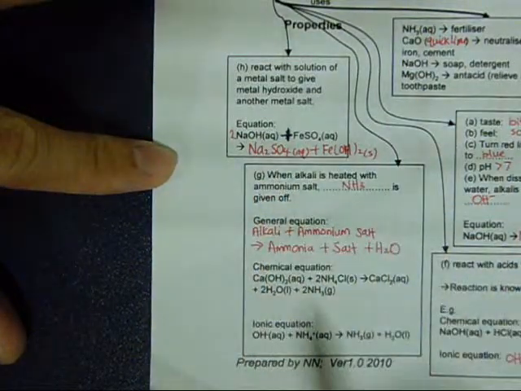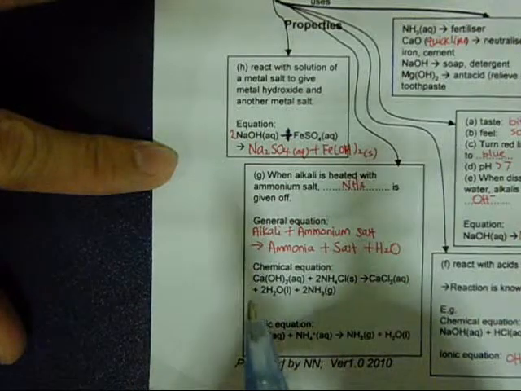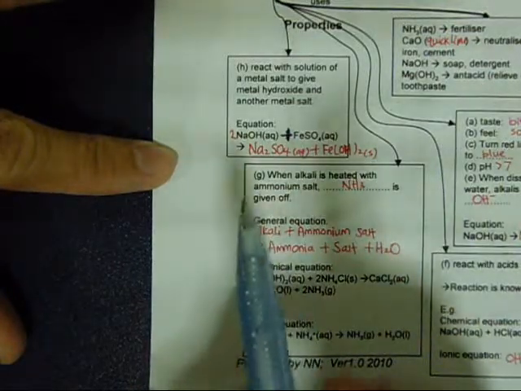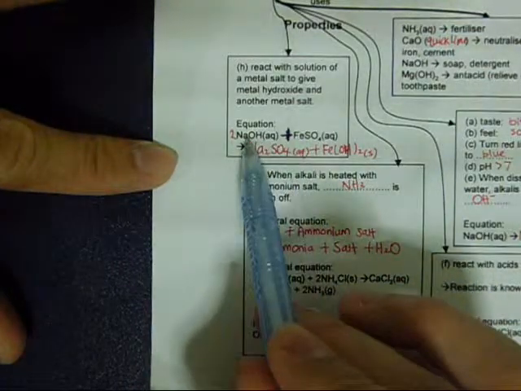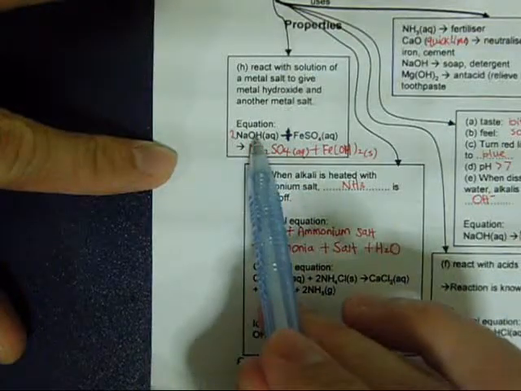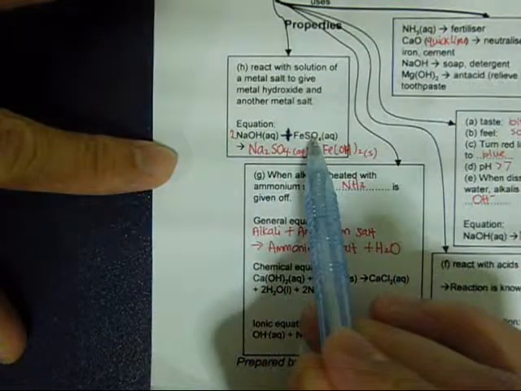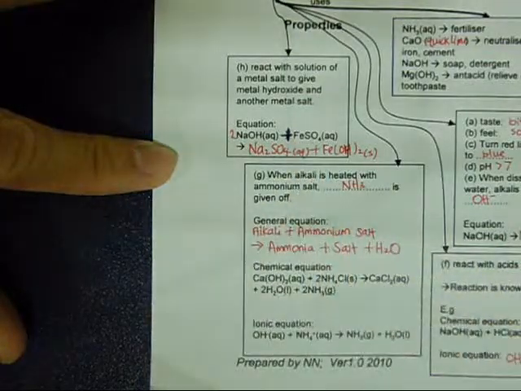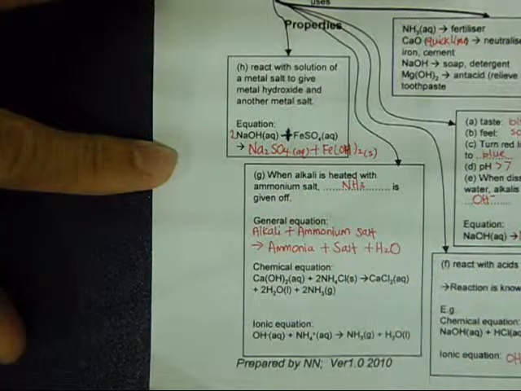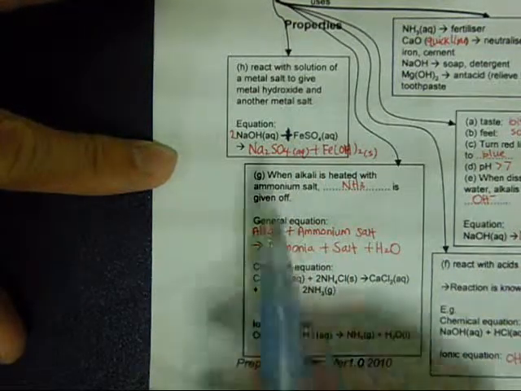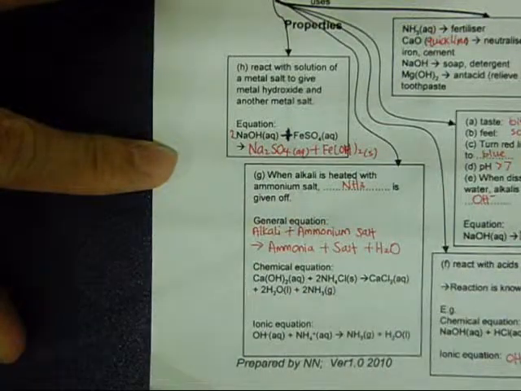so iron hydroxide. So the condition for this reaction is that one of the reactants must be an alkali, and the other reactant must be a salt.